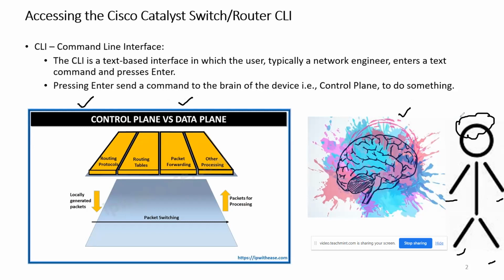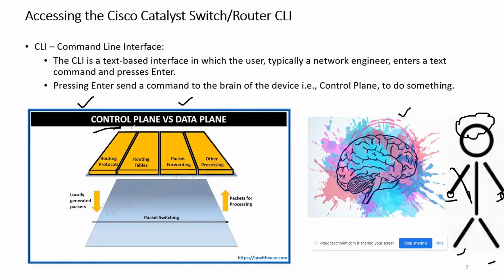So without the control plane, can data plane work? Is it possible? No. Without data plane, can control plane work? It can work. Without one hand, we cannot survive, but without data plane, control plane can still work. So control plane in a device is almost equal to the brain of the router, where it controls the entire network components of the device.